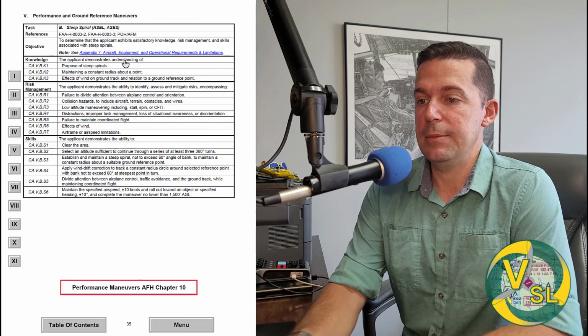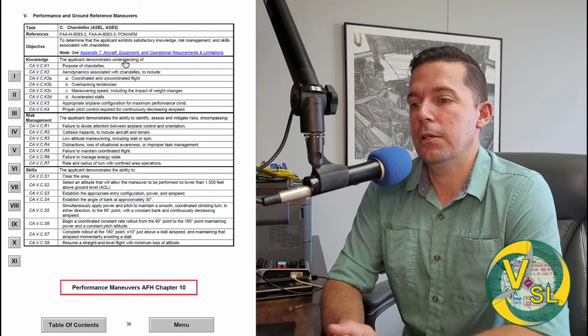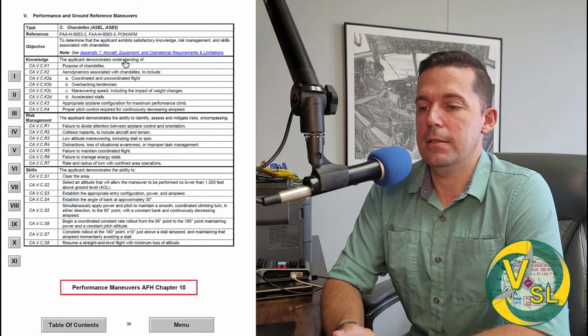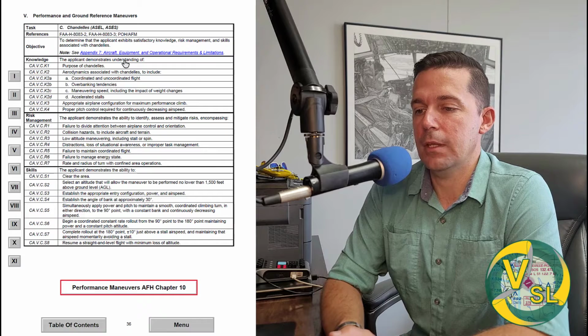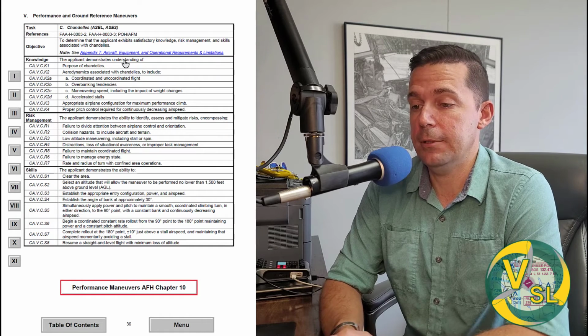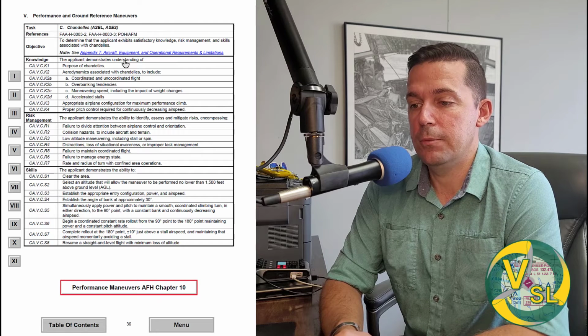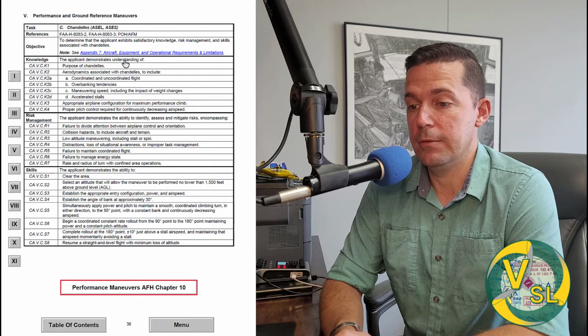So that's steep spirals. Next are chandelles. That's Task C. We have 8 skill sets in this task. Skill 1, clear the area. Sounds familiar, right? Skill 2, select an altitude that allows the maneuver to be performed no lower than 1,500 feet above the ground.